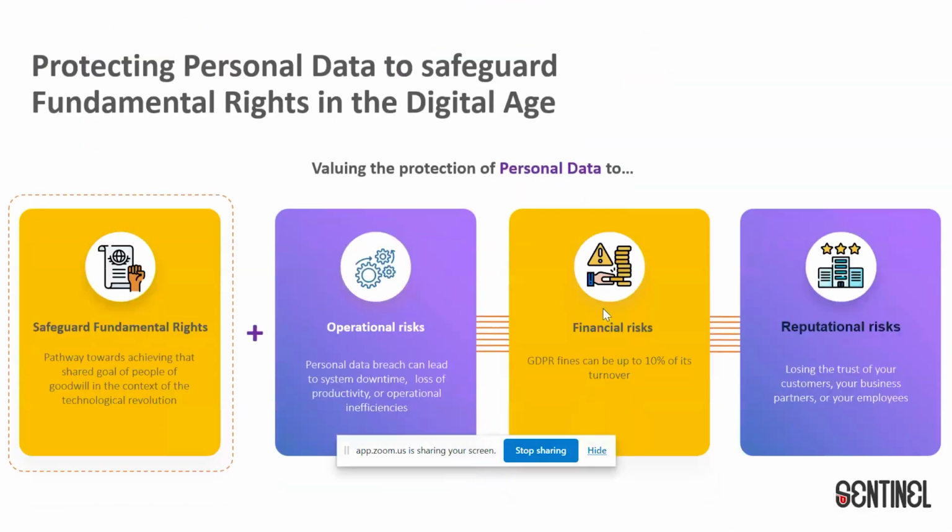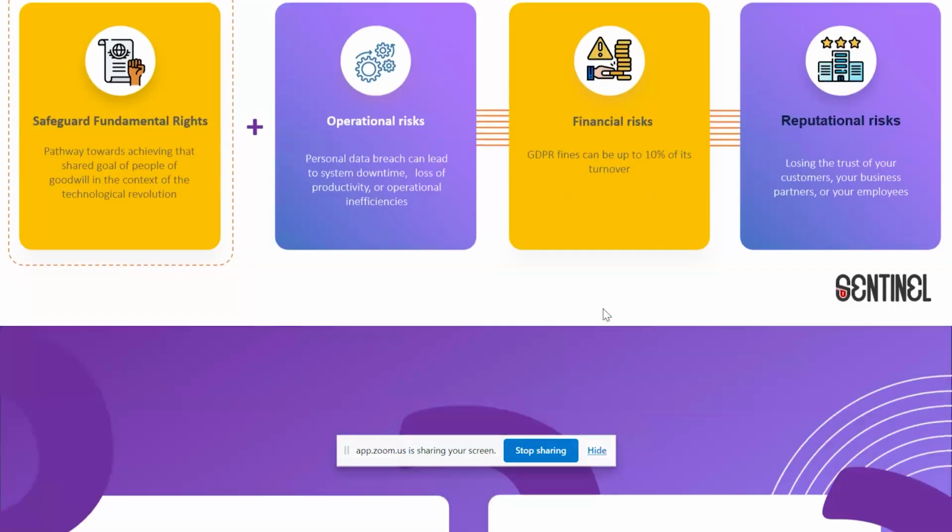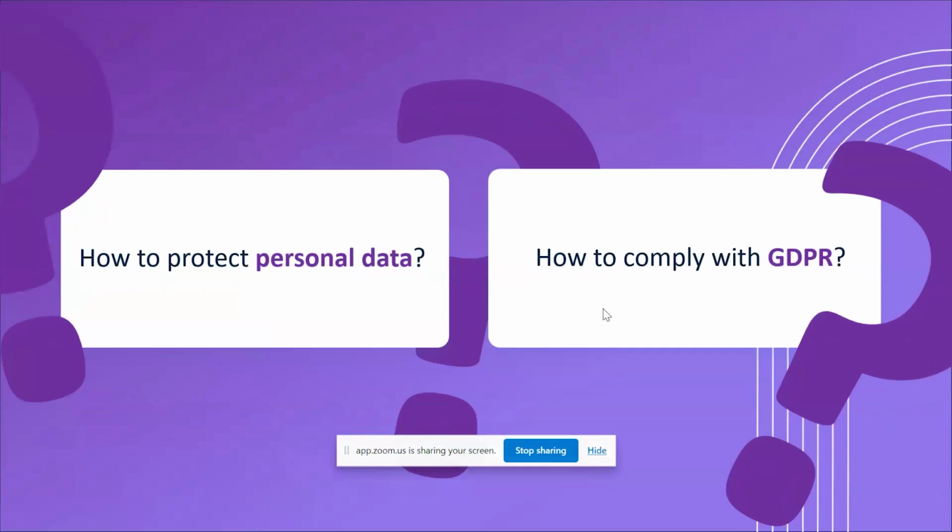And not only is it important in order to safeguard human fundamental rights for their well-being, but it is also important for any organization or enterprise, business related or not. It's also important to protect personal data from the perspective of several risks, like operational risk, financial risk, and reputation risk. And Sentinel is based on these aspects, and mainly on the questions of how we can protect personal data and finally how we can comply with GDPR.